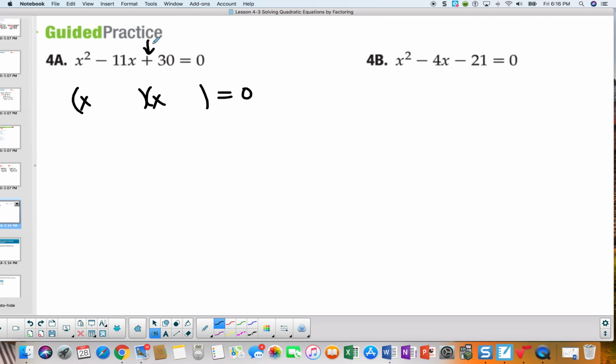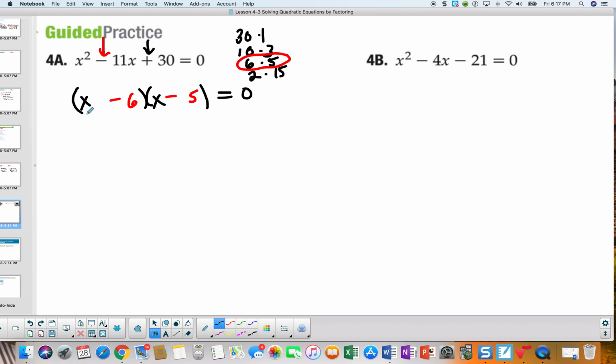This means the signs are both going to be the same. 30 times 1, 10 times 3, 6 times 5. I think there's a 2 times 15. So what we want to do is find a set of factors whose sum will be 11, and that's this. 6 and 5 will make 11. So we want to make 1 6, 1 5. The signs will be the same, minus and minus.